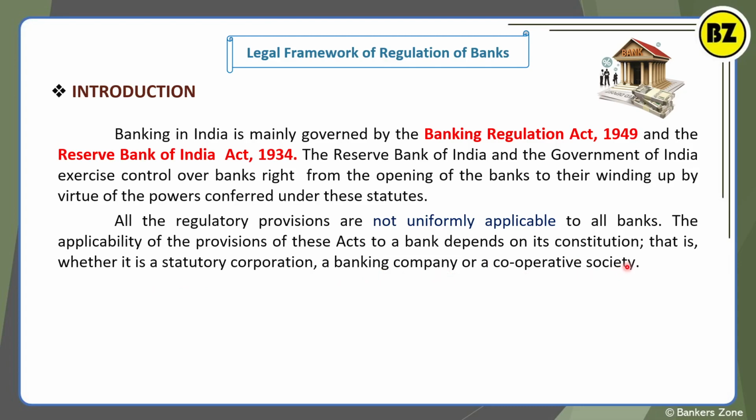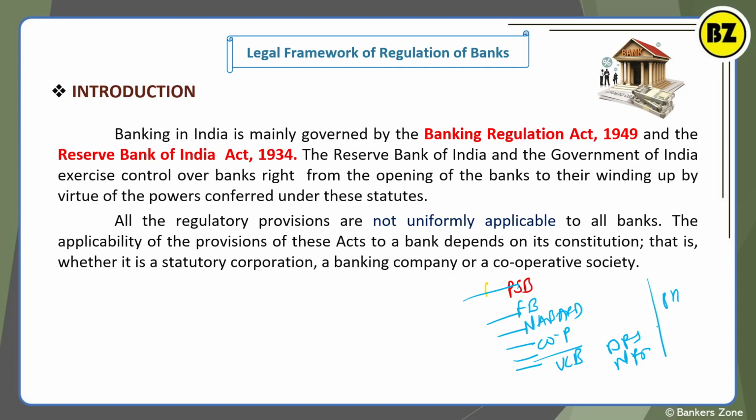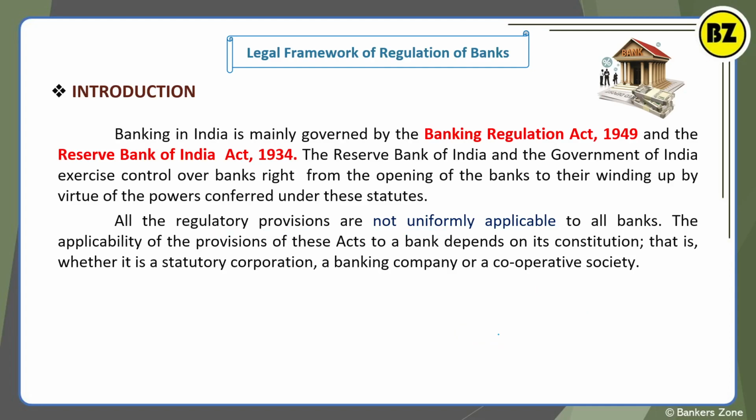So see, we have different types of banks. We have public sector banks, some foreign banks, banks like NABARD, different cooperative banks, different urban cooperative banks. We have old private sector banks, new private sector banks, and now we have payment banks. So different banks we have. The regulatory provisions to regulate them are not uniform, obviously due to the variety of banks we have, and that we have to discuss in this chapter.